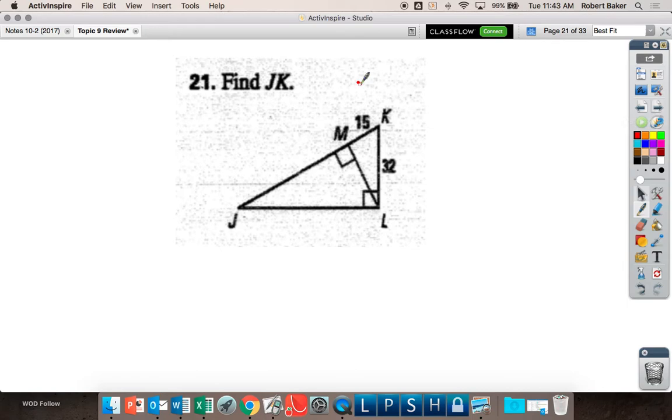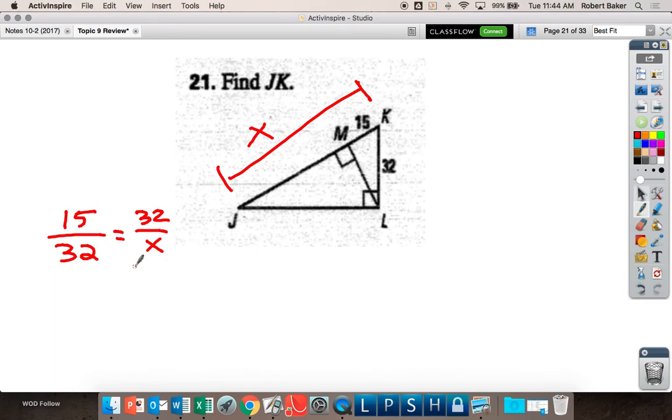15 over 32. We're trying to solve for this length right here. 15 over 32 equals 32 over x. I just want to solve for the entire length. Because if you solve for 15 plus x, you'll get an x value, and then you have to add your x value to 15 to find the whole length, and that's too much work. There is a postulate that says short leg over hypotenuse equals hypotenuse over short leg. So solve for the whole hypotenuse, don't solve for half of it.